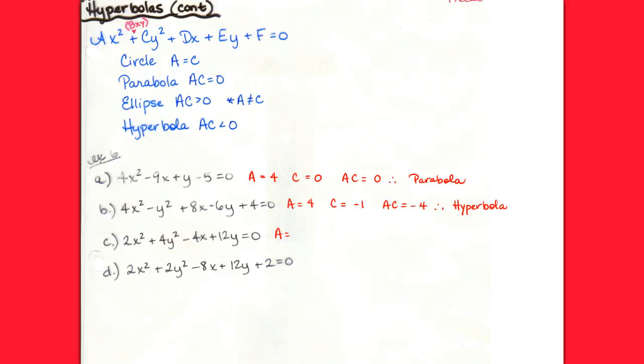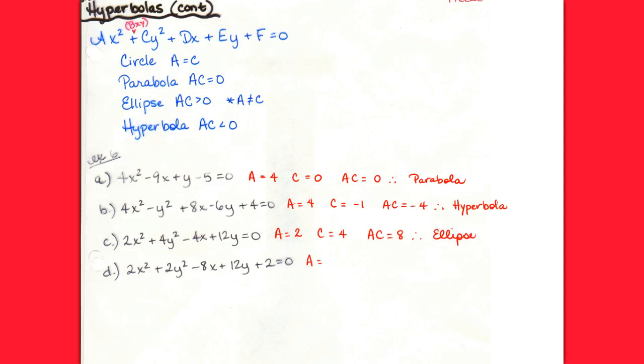How about the next one? What's A? 2. What's C? 4. So when I multiply, I get a positive 8. So what is this? Ellipse. Ellipse, because I got a positive answer and A was not equal to C. A was 2 and C was 4. So yes, this is an ellipse.